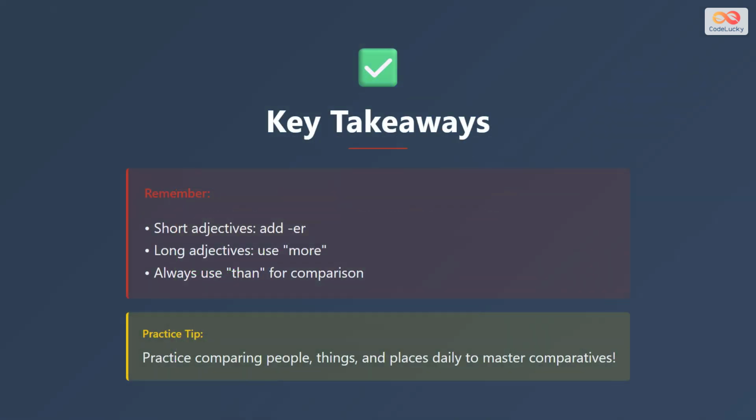Let's review what we learned. For short adjectives with one or two syllables, add ER and use than. For long adjectives with three or more syllables, use more before the adjective and then than. Always use the word than when making a comparison. Remember to practice comparing people, things, and places daily. This will help you master comparatives and use them naturally in conversations. Great job learning about comparative practice today.